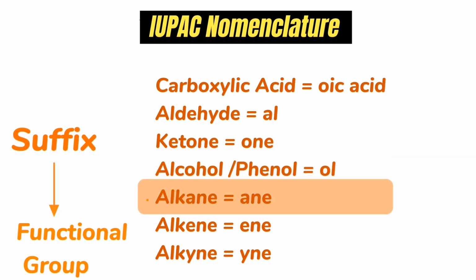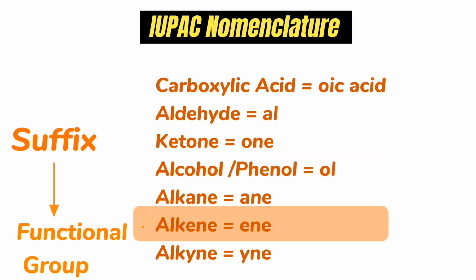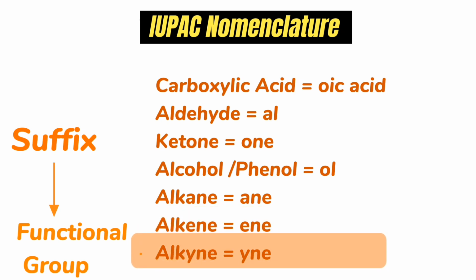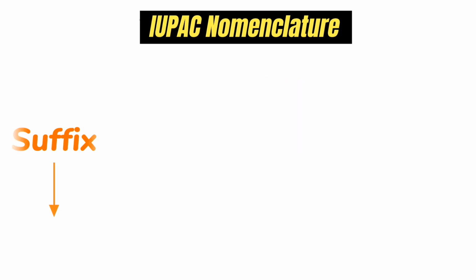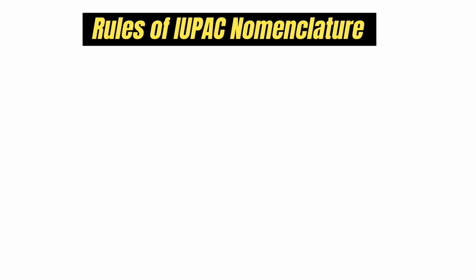For alkanes, the suffix is ane. For alkenes, the suffix is ene. For alkynes, the suffix is yne. And there are many other functional groups which have their respective suffixes; you will learn them with practice. Now, here is the turn to describe the rules for naming the organic compounds according to IUPAC nomenclature.